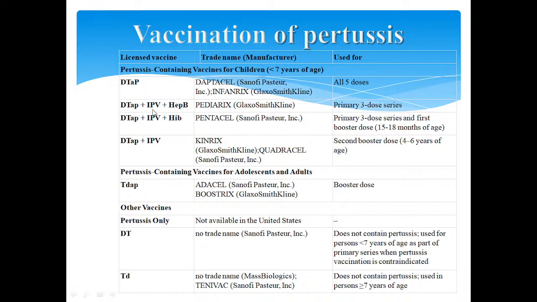DTaP plus IPV plus hepatitis B, Pediarix. DTaP plus IPV plus Haemophilus infection type B, Pentacel. DTaP plus IPV, Kinrix and Quadracel. Tdap, Adacel, Boostrix, and other vaccines. Pertussis-only vaccines we don't use in the world. There can also be vaccines without pertussis: DT, or Td.